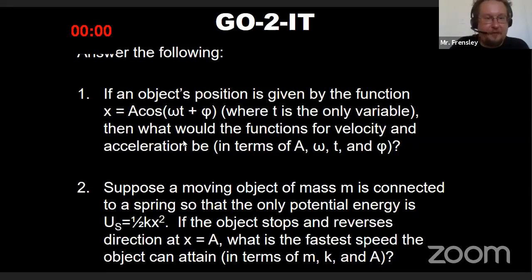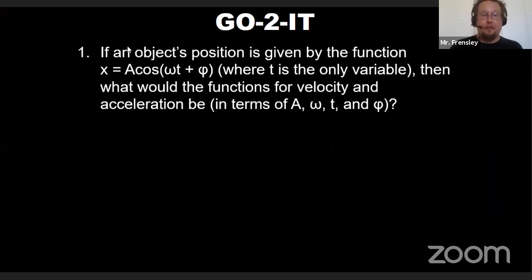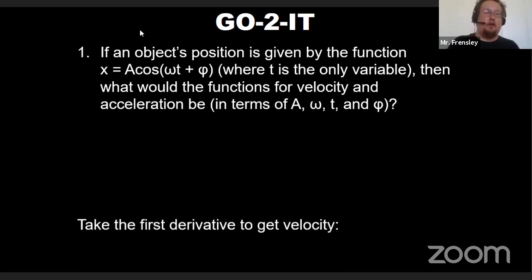All right, hopefully that was as much fun for you as it was for me, right? Okay, I'm only going to do number one right now. Number two is going to appear later on in this discussion, so sit tight. So number one, you got your position function. How do you find a velocity? You're going to take the derivative of the position function in order to get velocity.